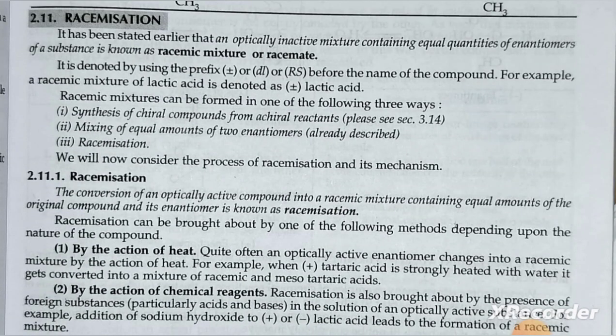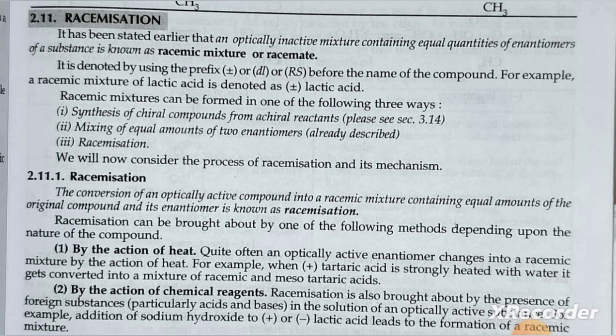Racemization. It has been stated earlier that an optically inactive mixture containing equal quantities of enantiomers of a substance is known as a racemic mixture or racemate. It is denoted by using the prefix plus-minus, or DL, or RS before the name of the compound. For example, a racemic mixture of lactic acid is denoted as plus-minus lactic acid.